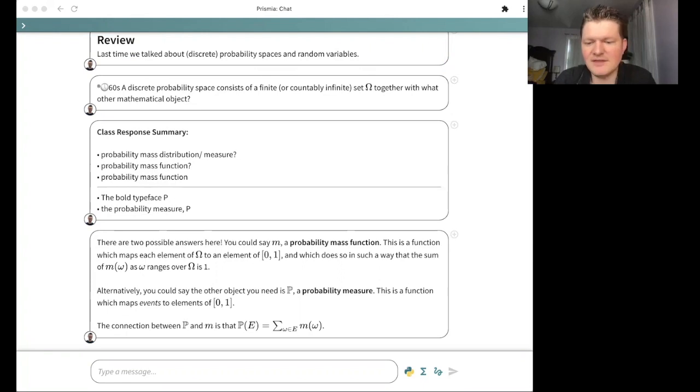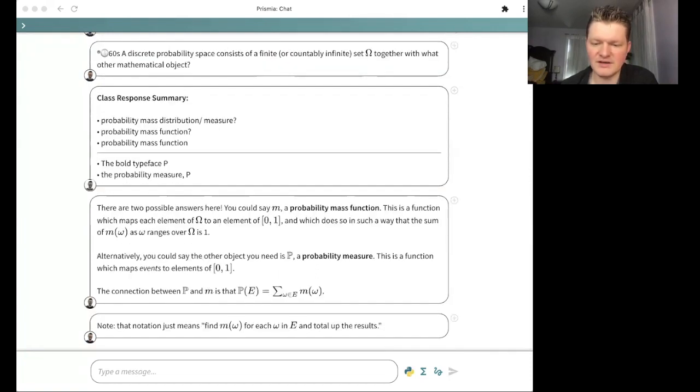Alternatively, we could take the perspective that events are more important than elements of the sample space, and therefore we should focus on the function that takes an event as input and returns the probability of that event, which is also going to be an element of the interval from 0 to 1. And the connection between the two is that to compute the probability of an event, we total up the individual probability masses of the elements of that event. So this notation, if you're not super comfortable with sigma notation yet, just means find m of omega for each of the little omegas in the event E in question, and then add them up. That notation just means exactly this.